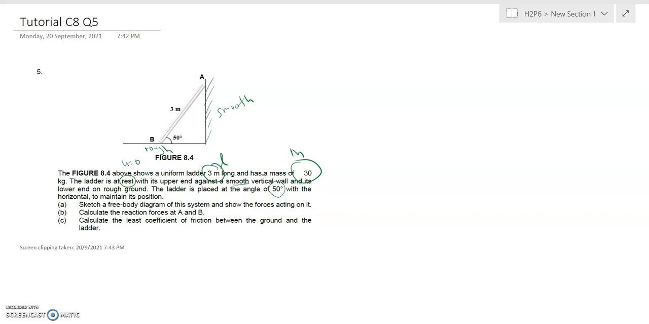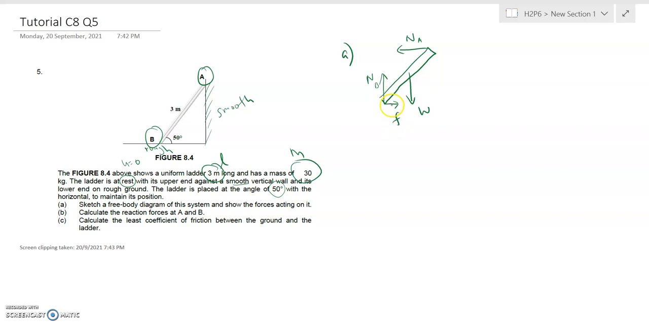So in this question, we need to draw a free body diagram. Our main actor here is the ladder, so we draw the ladder. What do we have? We have the weight of the ladder, and because it touches the wall, it has a normal force, and it also touches the floor, so we have another normal force. We put normal A and normal B, here and here. We have the angle, and because the ground is rough, we have friction.